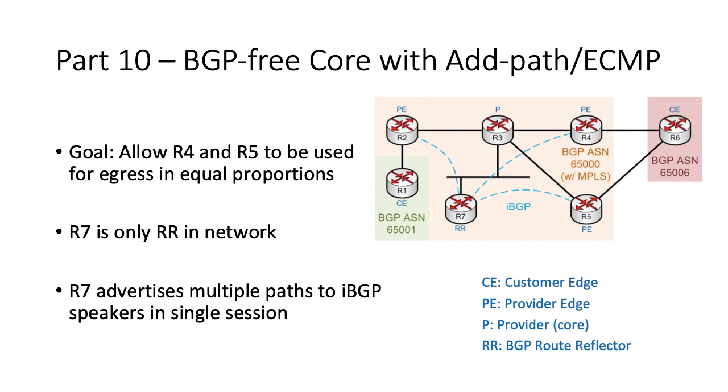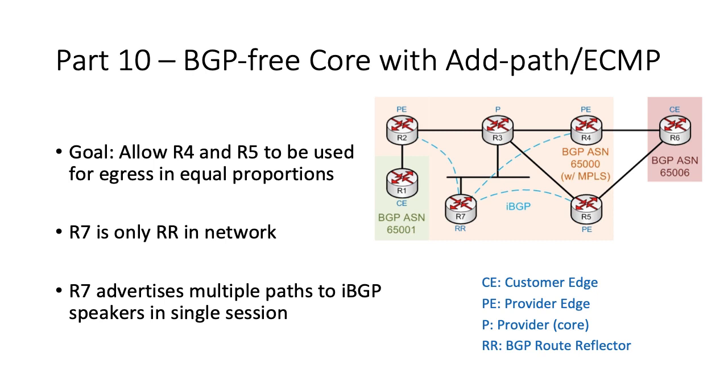This video doesn't introduce any new technologies per se, but combines them in a new way. We'll use additional paths in a BGP-free core to enable ECMP. In a previous video, we used add path for primary backup routes, so this is another tool for your toolbox.